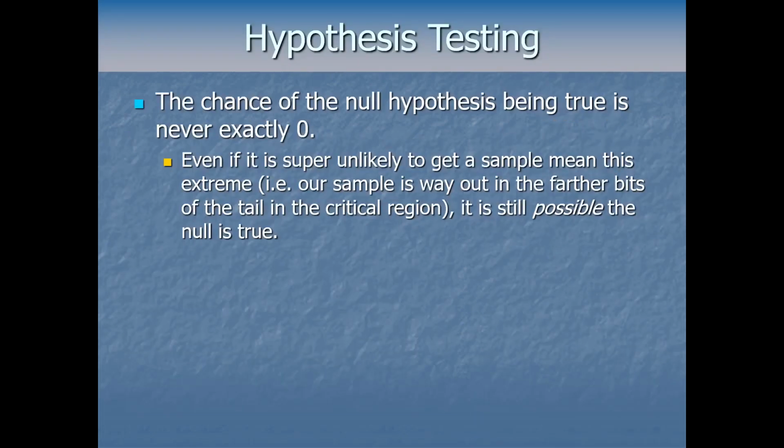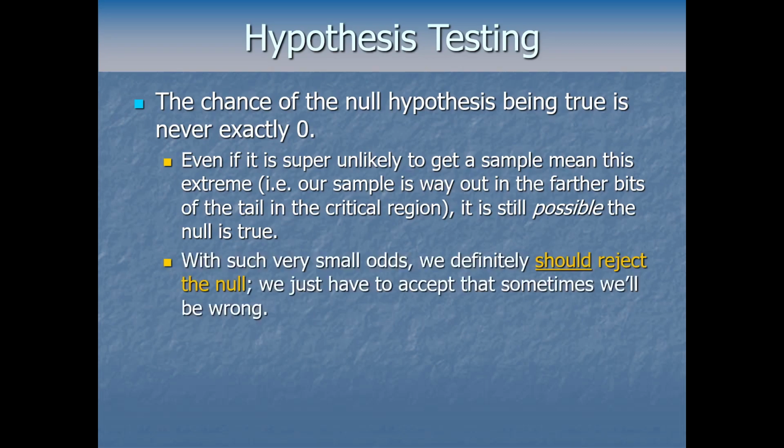So it's important to recognize that the chance of the null hypothesis being true is never actually zero, even if it's super unlikely to get a sample mean as extreme as ours. In other words, our sample is way out in the farthest bits of the tail of the critical region, and it is still possible the null is true.